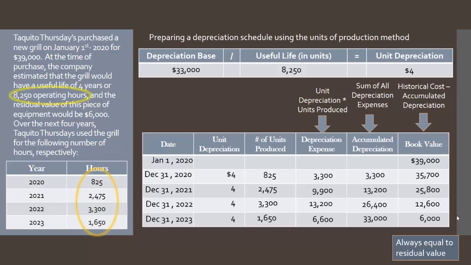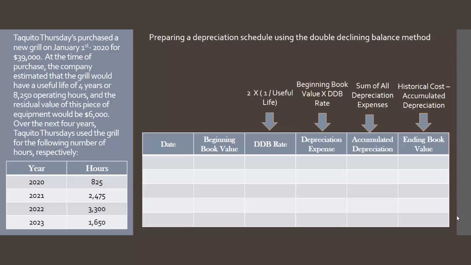That's an important concept to know when we move on to the next method of depreciation. Our next method of depreciation is the double declining balance method. In the double declining balance method, you're going to start exactly the same. Take the date that you are acquiring the asset and put that asset on your books as its book value. In this case, we have a $39,000 book value on this grill.